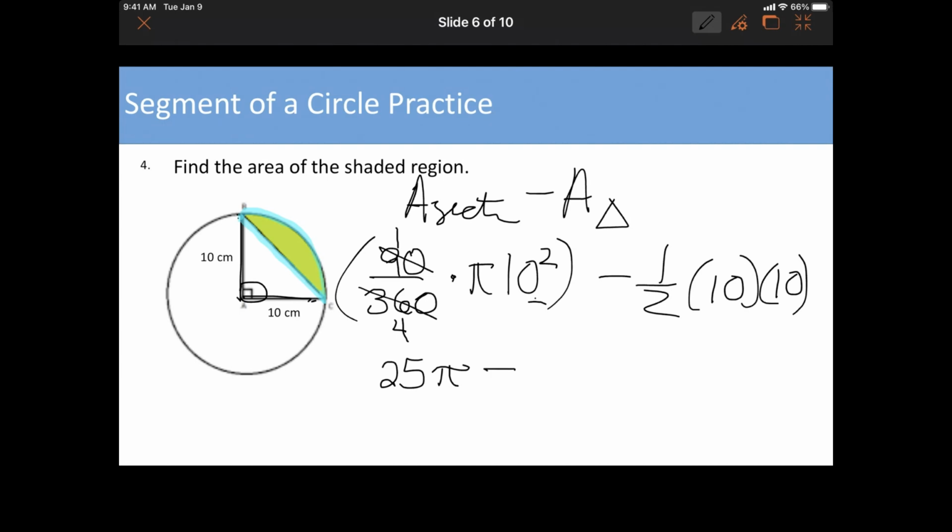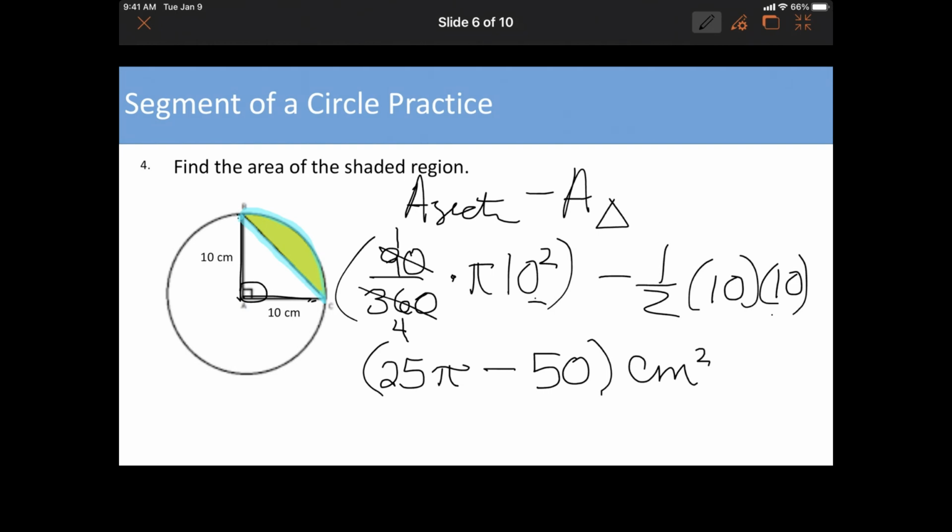And then this is 100, right? 10 times 10. Half is 50. All right, and they are not like terms, and you're like, Ms. Mendoza, let's put in pi. Nope, it did not say to use 3.14. So I'm just going to write centimeter squared.